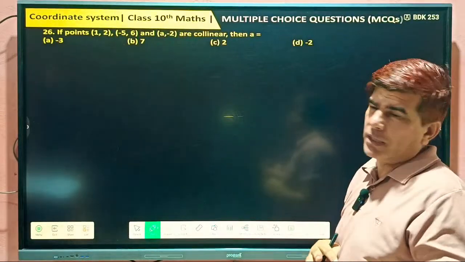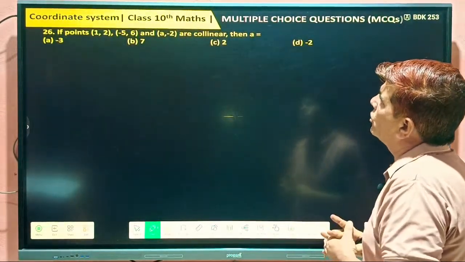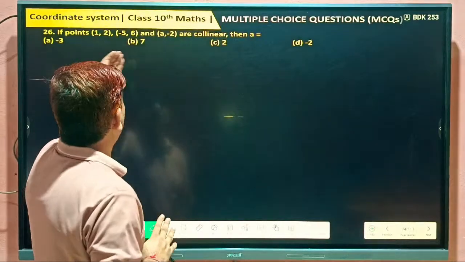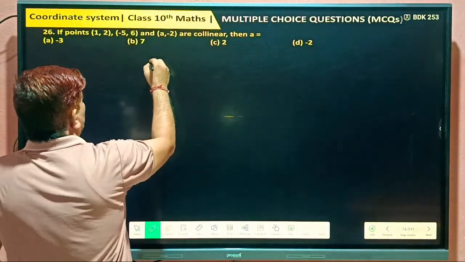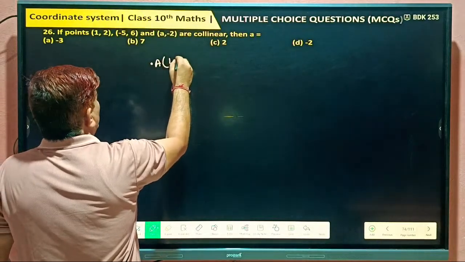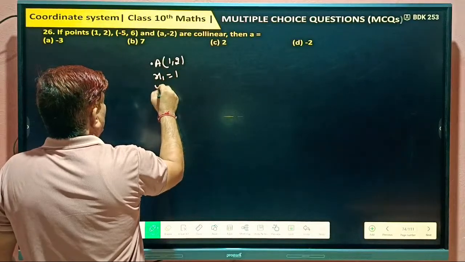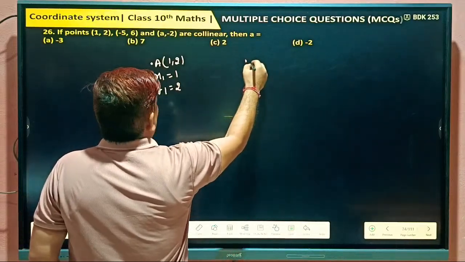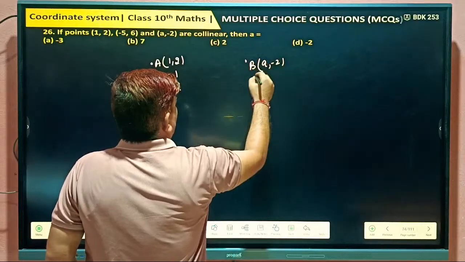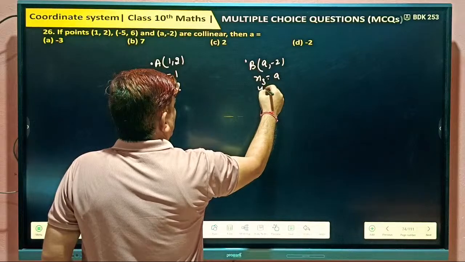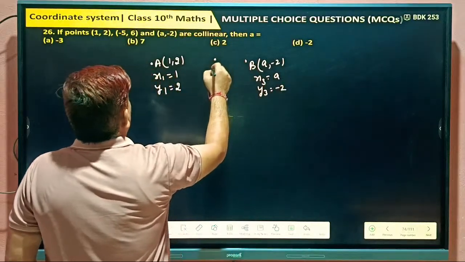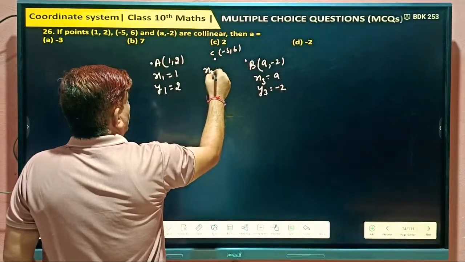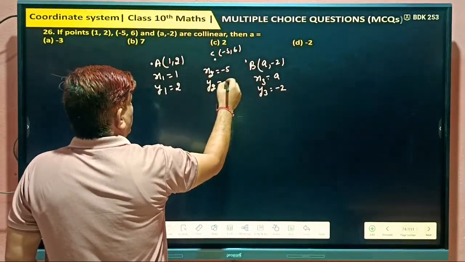Again, either the question comes to find the distance, or otherwise it comes to find whether points are collinear or not, and if collinear, then find the value of this. So you have to show these points are collinear. Apply this formula. Point A is given, whose coordinates are 1 and 2. So x1 equal to 1, y1 equal to 2. Point B is given, whose coordinates are a and minus 2. It means x3 equal to a and y3 equal to minus 2. And one more point C, whose coordinates are minus 5 and 6. So x2 equal to minus 5 and y2 equal to 6.